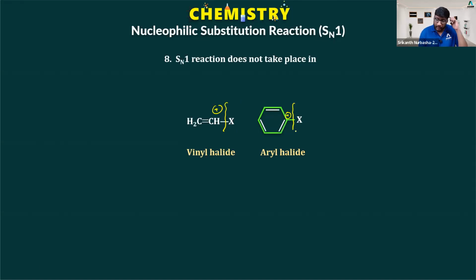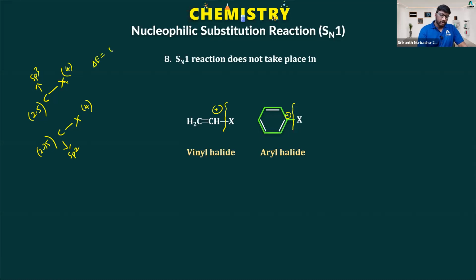In aryl halide, why will it not form? Many reasons are there. One reason is the aryl carbocation is unstable. The carbon-halogen bond has double bond character, very good. Any other reason? Carbon is sp2 hybridized. The sp2 hybridized carbon is more electronegative when compared to sp3 hybridized carbon. So the carbon-halogen bond is less polar. Can I say like that?